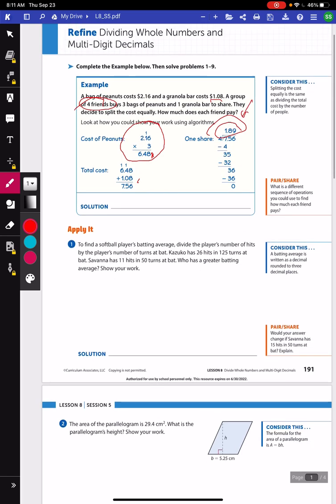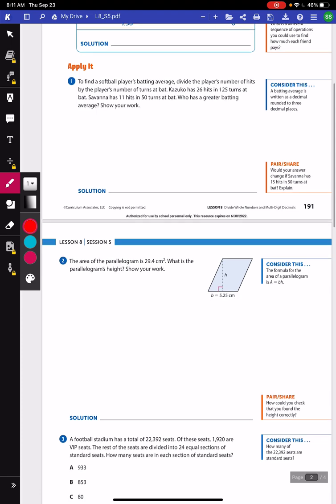$1.89. Now, to find a softball player's batting average, divide the player's number of hits by the player's number of turns at bat. Kazuko has 26 hits and 125 turns at bat. Savannah has 11 hits and 50 turns at bat. Who has a greater batting average? So, let's start with Kazuko.